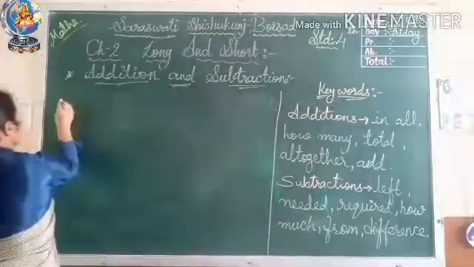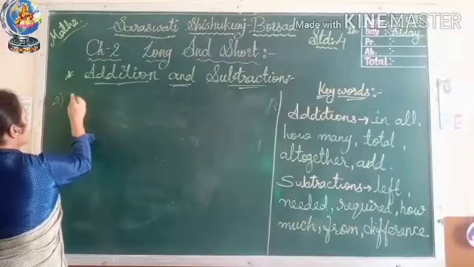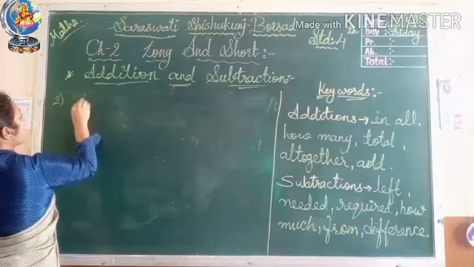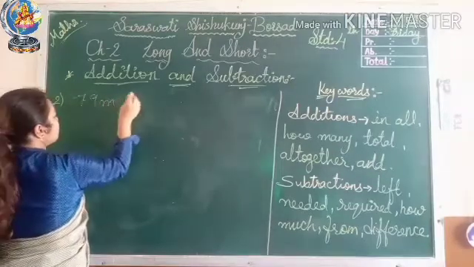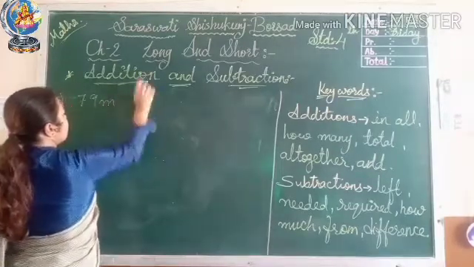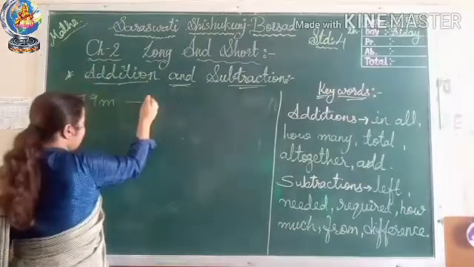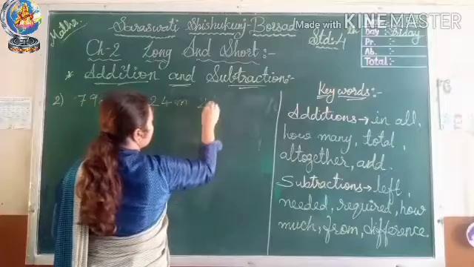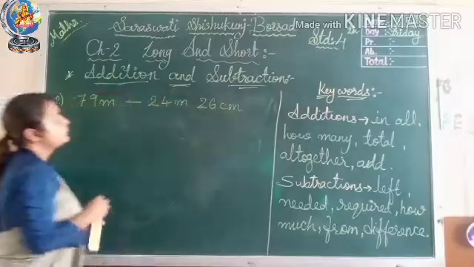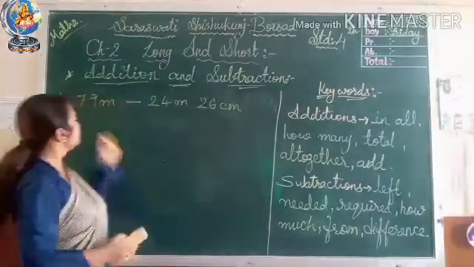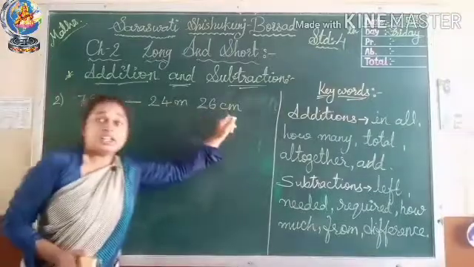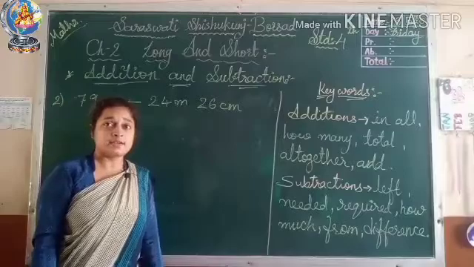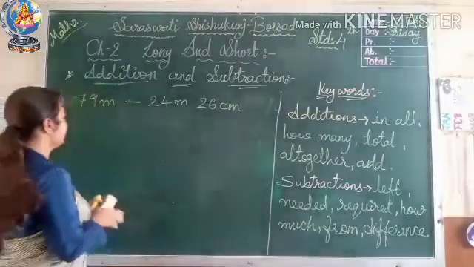The second sum of the subtraction is 79 meter minus 24 meter 26 centimeter. Okay, you can see that here I have not written centimeter, and here I have given centimeter. Now what to do for this? Simple, don't worry.